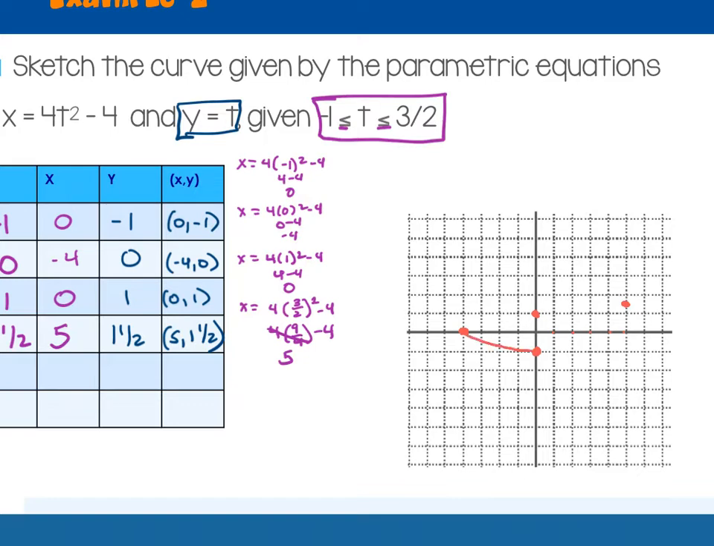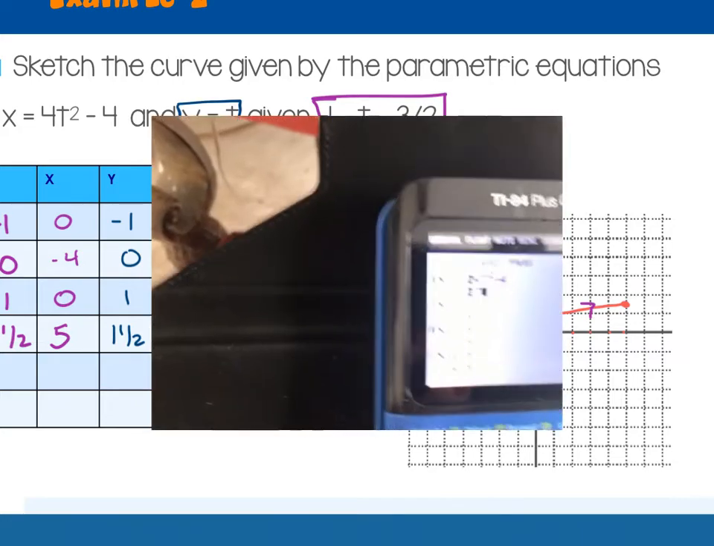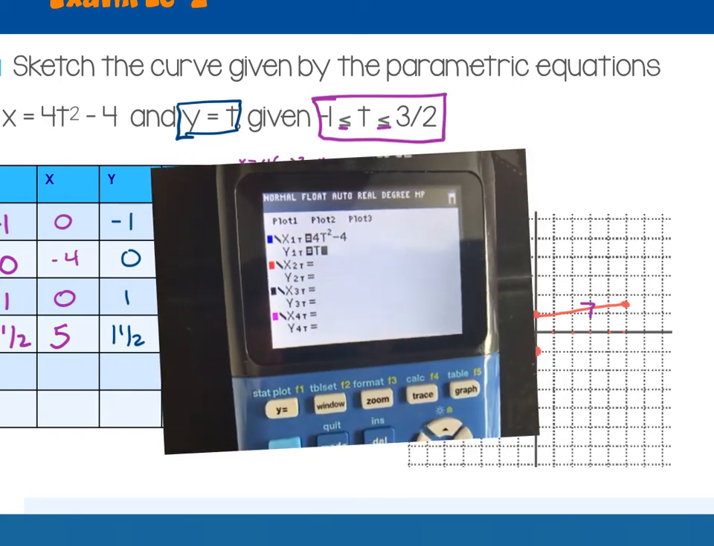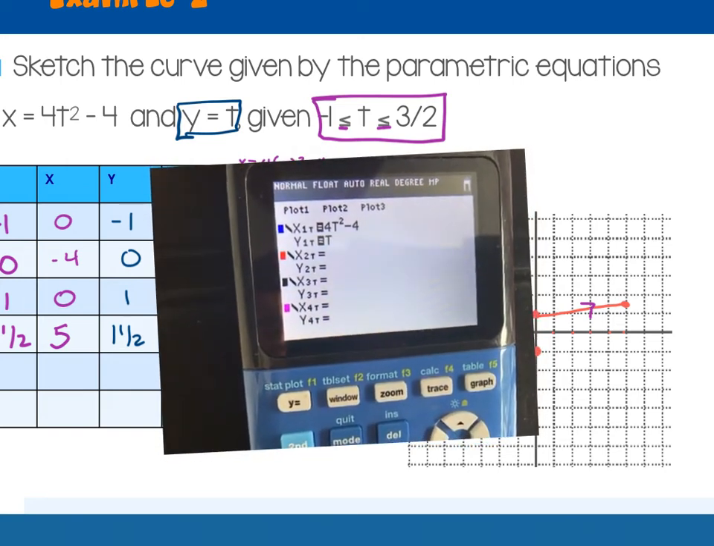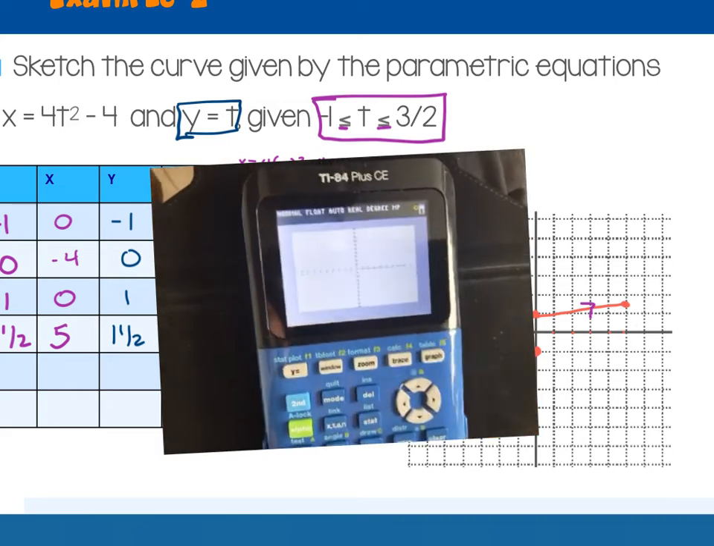And it goes in the direction from smallest t to largest t. So my arrows, again, point this way. And then I'm going to check it in my calculator again. So I plugged in my equations. x equals 4t minus 4. y equals t. I hit graph.